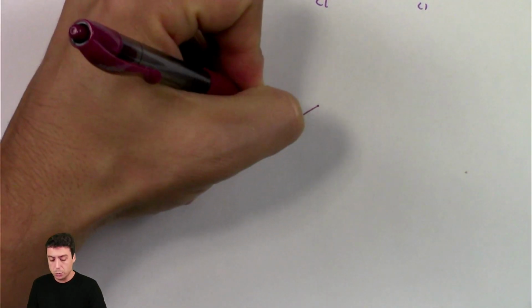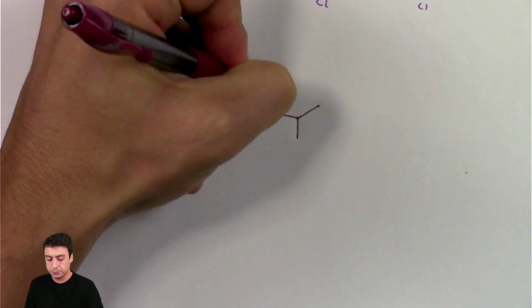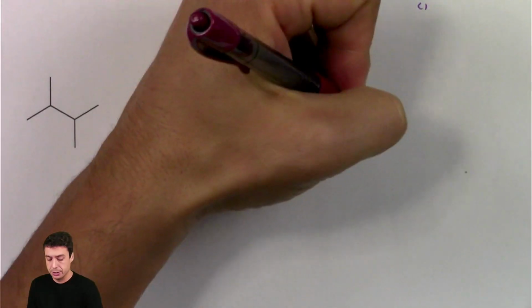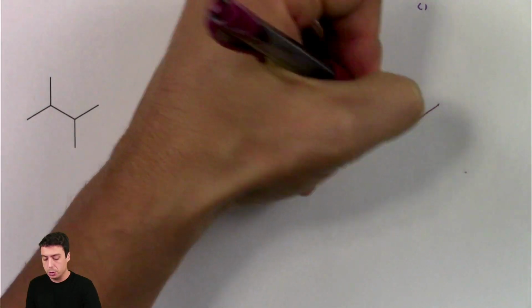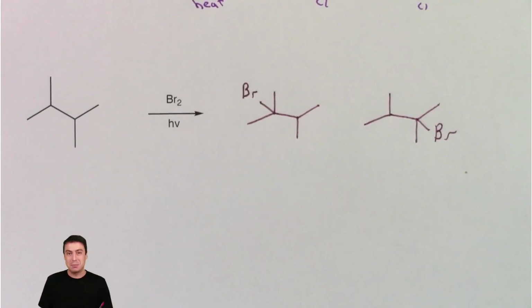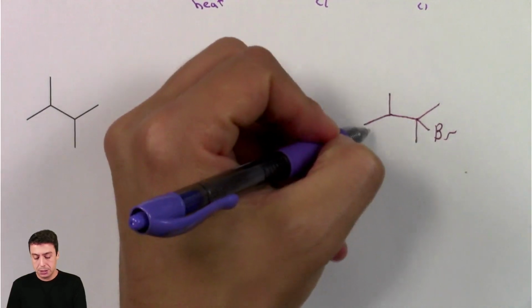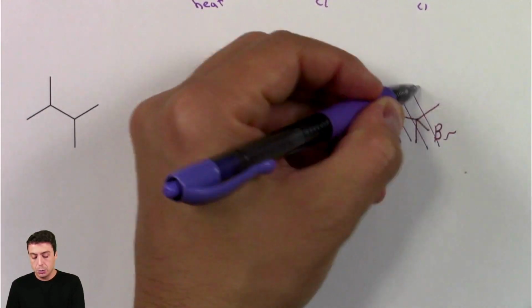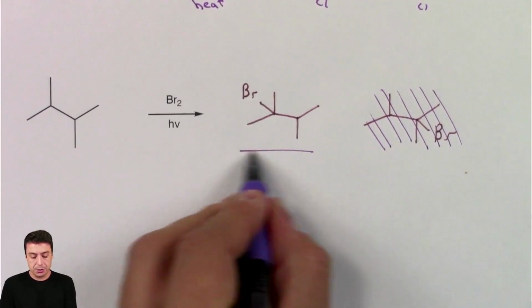So here, we could add a bromine to this position. That's one tertiary option. Or we could have put a bromine on this position over here. But like we just saw up above, those are the same thing. So these are the same thing repeated, which means this would give you one unique product, the tertiary alkyl bromide.